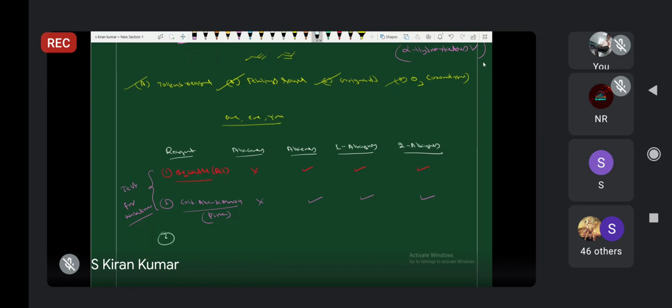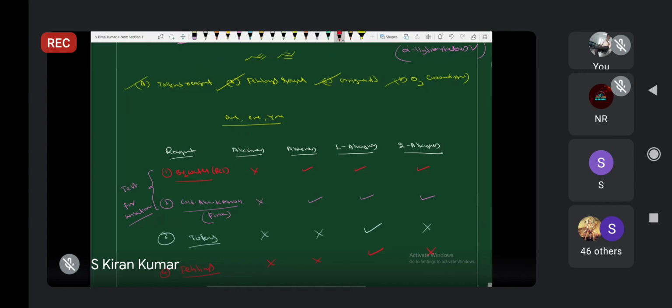Third one, Tollens reagent. Do alkanes react with Tollens reagent? Ammoniacal silver nitrate. Yes or no? No. Alkenes, no. Only 1-alkyne reacts. Even 2-alkynes do not react with Tollens reagent. Fourth one, Fehling's reagent. Same. Alkanes, no. Alkenes, no. 1-alkynes, yes. 2-alkynes, no.